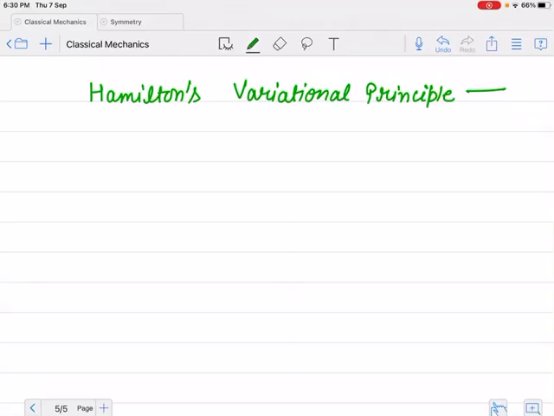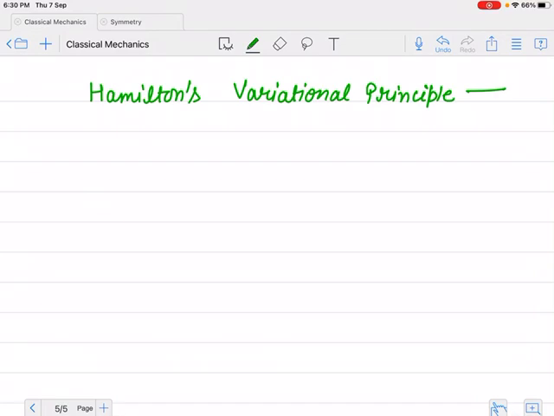The topic is Hamilton's variational principle. Before starting this topic, let's discuss the configuration space, because Lagrangian mechanics is valid for the configuration space. What is the configuration space?